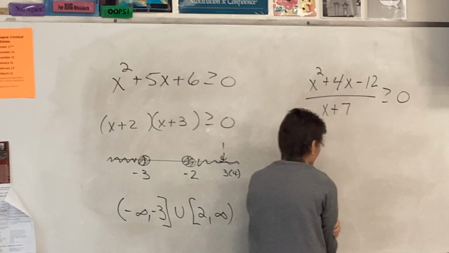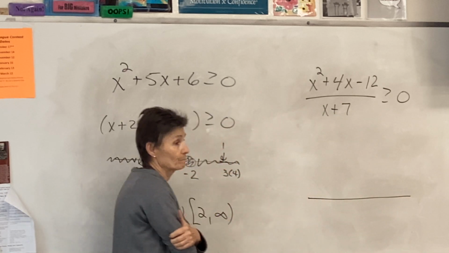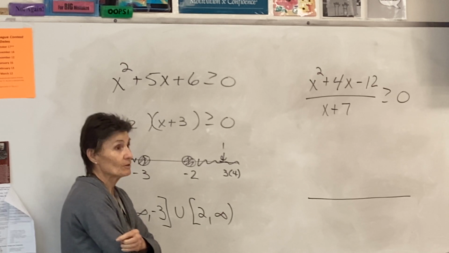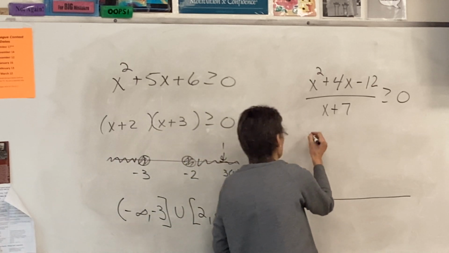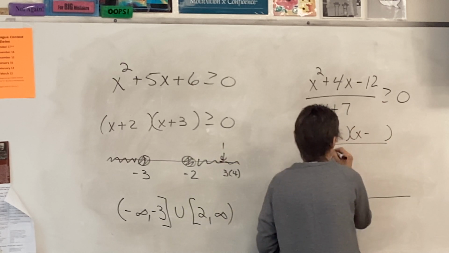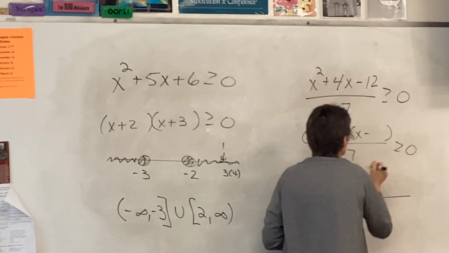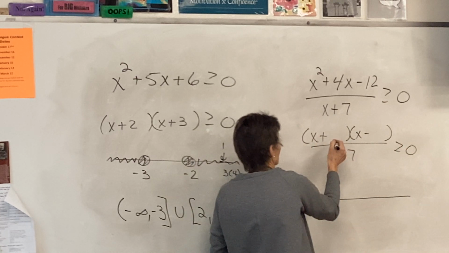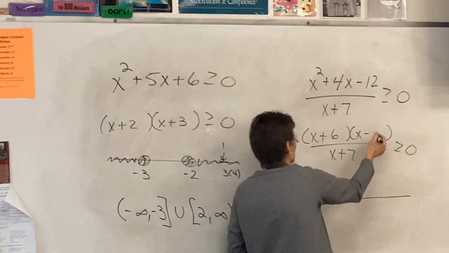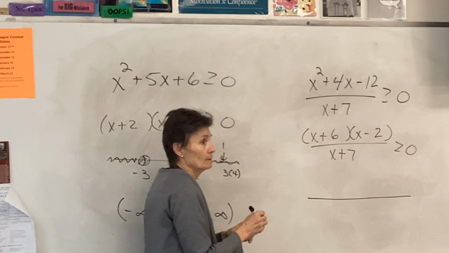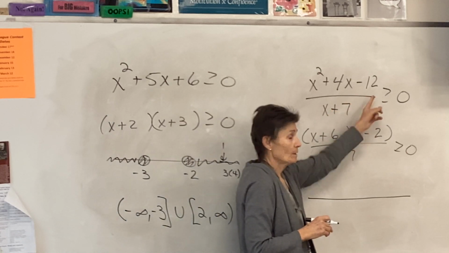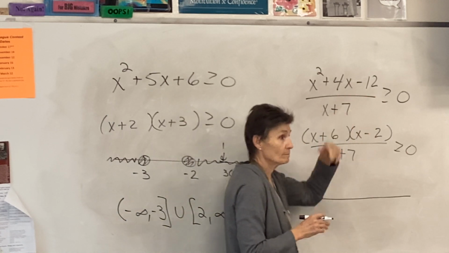Which means at some point I'm going through the number line. But what do I need to do first? Factor. How does the top factor? X plus 6, minus 2. 6 minus 2. What's 6 times negative 2? Negative 12. What's 6 plus negative 2? 4.